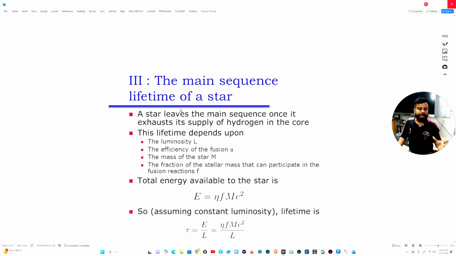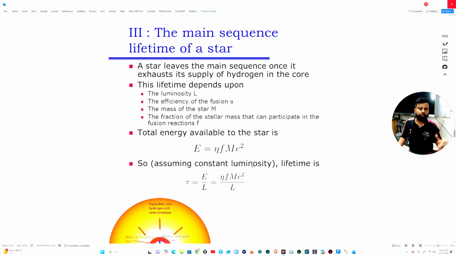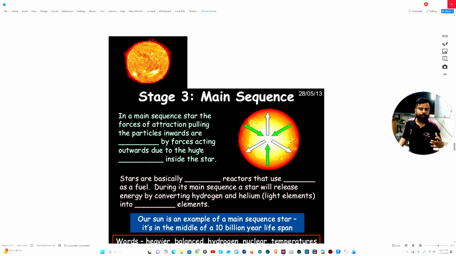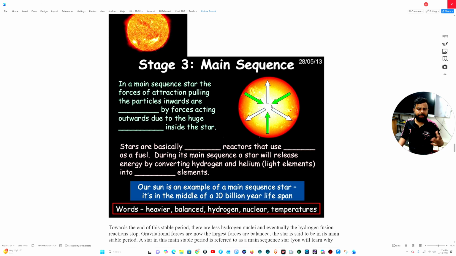We can calculate the lifetime of a star, the main sequence lifetime of the star, by using this formula. So remember, a nuclear reaction produces an expanded, cool, hydrogen-rich outer envelope, and gravitational force brings it together.